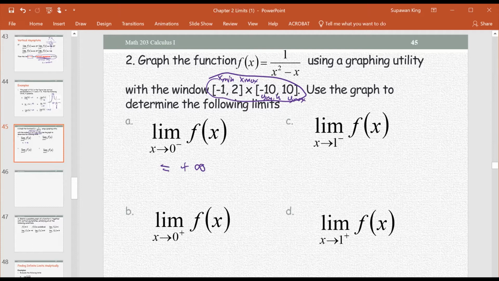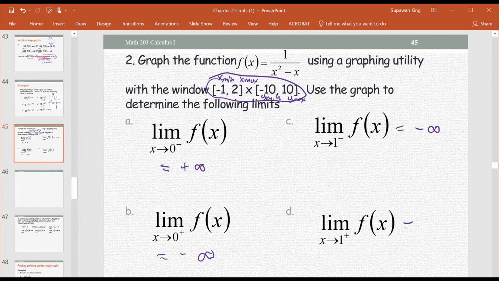So how about part B? As x approaches 0 positive from the right side, the function goes which direction? Up or down? Plus sign or minus sign? Minus sign, yes, negative infinity. Okay, thank you. How about at 1? As x approaches 1 negative, now coming from the left side of 1, the function goes up or down? Negative, or go all the way down, negative infinity.